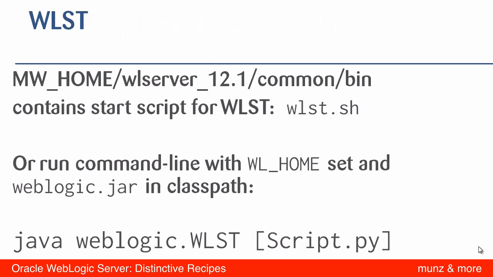To start the scripting tool, all you need to do is run the start script, which is called WLST, and it's located in the WebLogic server directory under common bin. You could also set the WebLogic home variable and put the WebLogic jar file in the class path, and then you can run it from the command line using java weblogic.WLST. If there is a script already that you have programmed before, you can execute the script. Otherwise, you can use the scripting tool interactively.